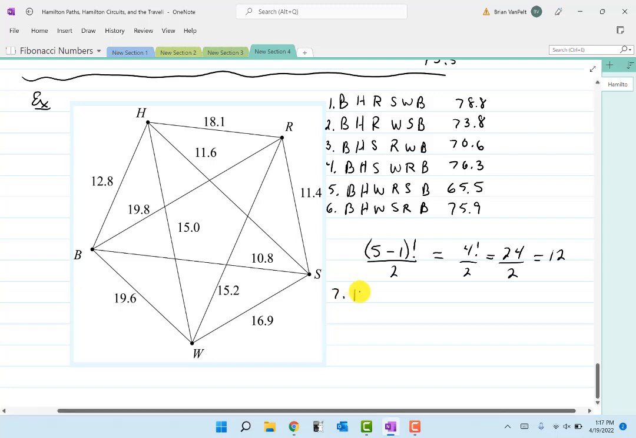So let me pick different letters now to start. Instead of H, I'm going to pick BR. Now the letters left over are H, S, and W.